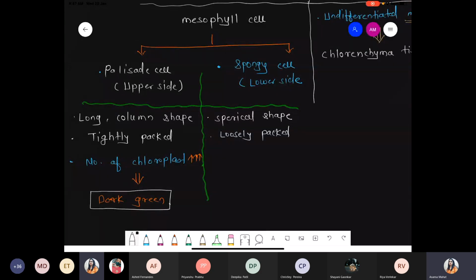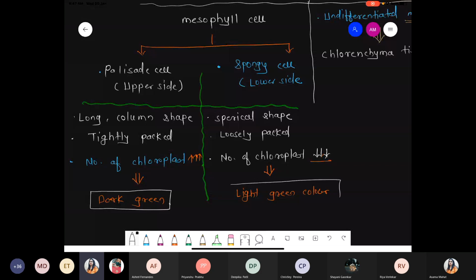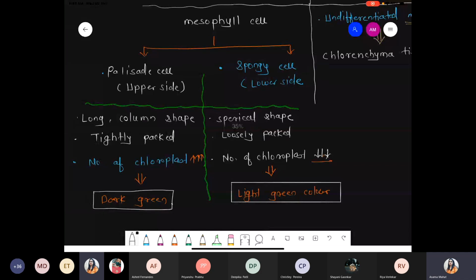But when you compare this point with respect to spongy cells, the number of chloroplast is present in low amount. And obviously, if they are present in low amount, it means they have light green color. Both sides basically are light green. Okay? Got it? Simple, straightforward, palisade and the spongy cells.